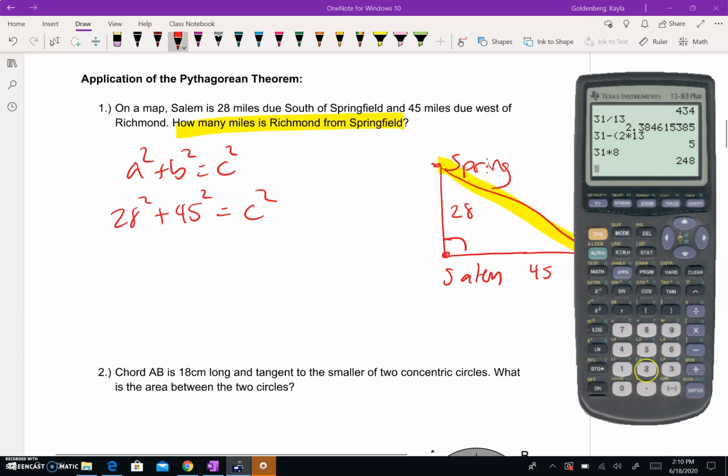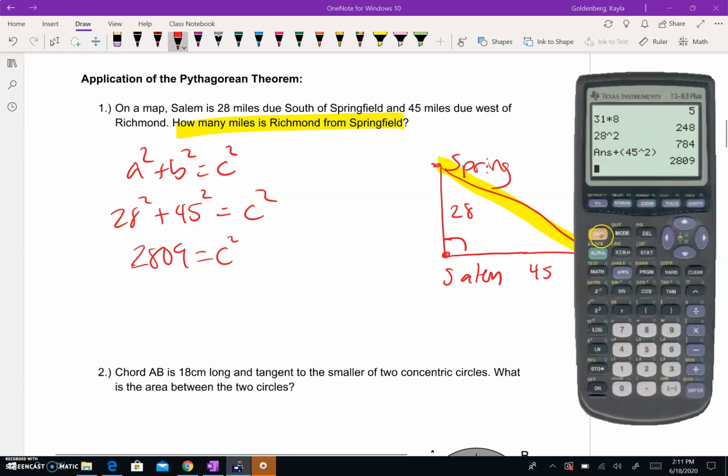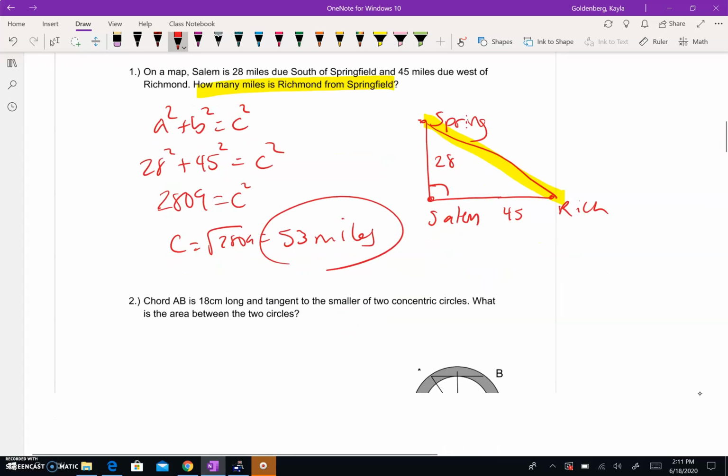Once it loads, 28 squared plus, I'm putting that in parentheses, 45 squared. And then we get 2809 is equal to c squared. Then we need to do second square root, second answer, which is 53. So c is the square root of 2809, which is 53 miles. So that's one straightforward example, using distance.